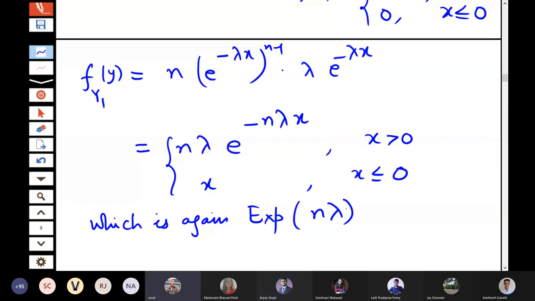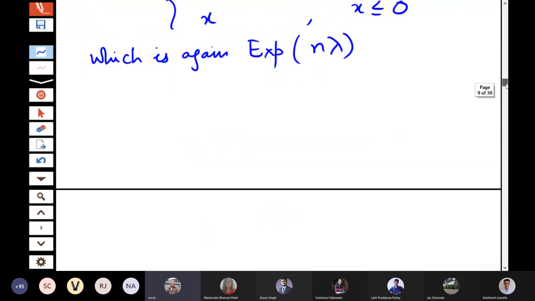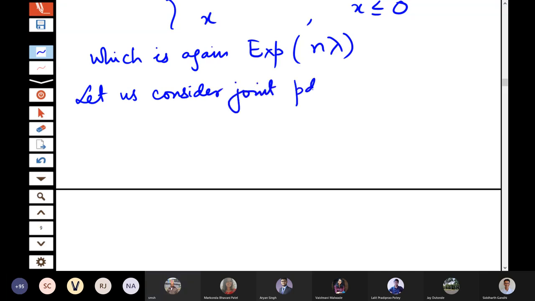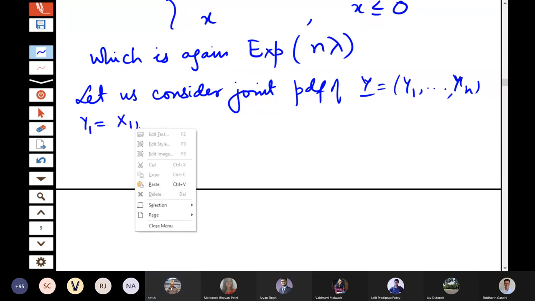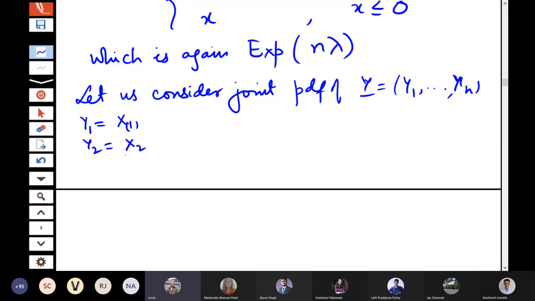Now let us look at the joint distribution of y1, y2, yn. I have derived the distribution of the largest and the smallest, which will be of course of a lot of interest. But in general we may look at the distribution of all of them. So let us consider the joint distribution. What is the joint distribution of y1, y2, yn? So what is the function here? Y1 is equal to x1, y2 is equal to x2, and so on. Yn is equal to xn. So I am not writing down the definition again. Y1 was the minimum of x1, x2, xn. Y2 was the second minimum. Yn was the largest.